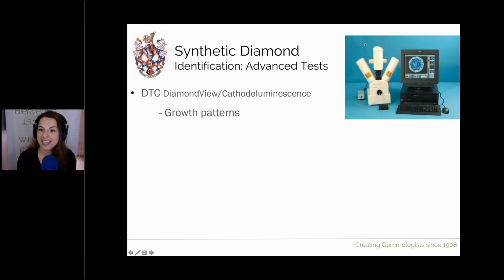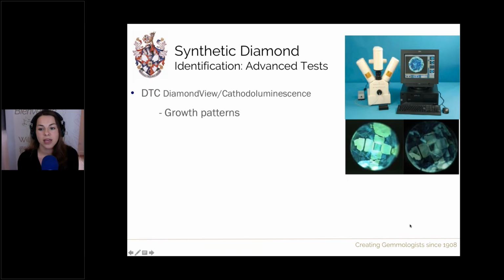So if we have a look at this piece of equipment here, this is the DTC Diamond View from a couple of decades ago, I believe. So this is an older version. But on the screen here, we can see this diamond, which is fluorescing blue. Then you also have some growth features, and you can see that they're octahedral in shape. That's one of the patterns that natural diamonds can show under this test.